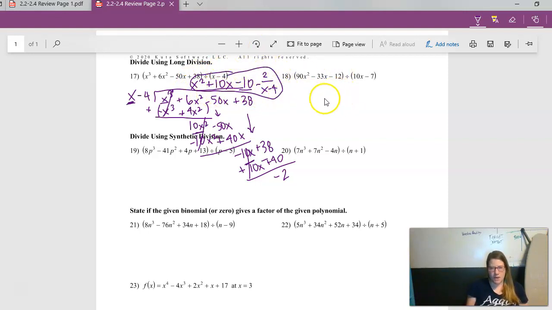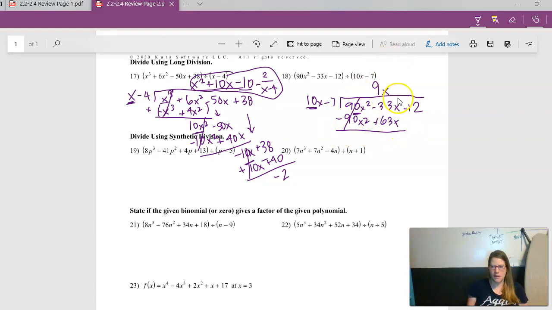Okay, for the next one, we have 10x minus 7 into 90x squared minus 33x minus 12. We're okay on our exponents here. They go down in order. If they did not go down in order, we would have to put a 0 in place of anyone that was missing. Looking just at the first term here and here, I would need to multiply 10x times 9x in order to get 90x squared. So go ahead and multiply that back over here. 90x squared, 9x times 7 would be -63x. We're subtracting both terms off, so change their signs.